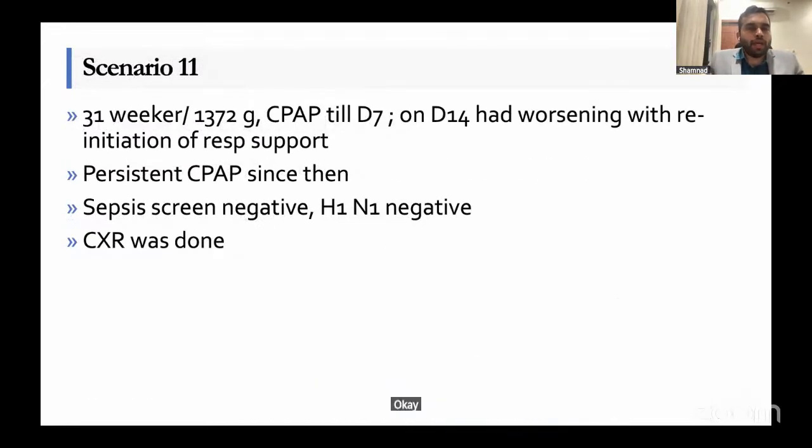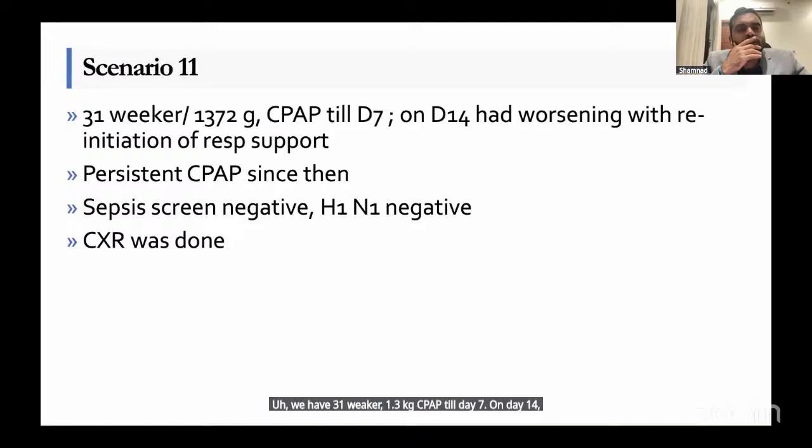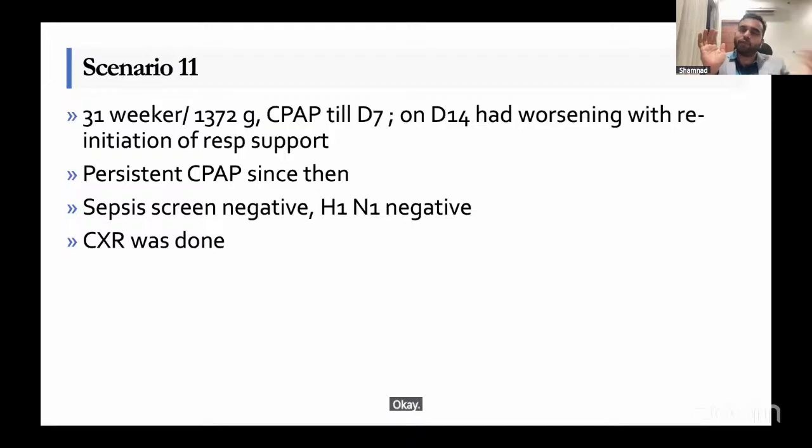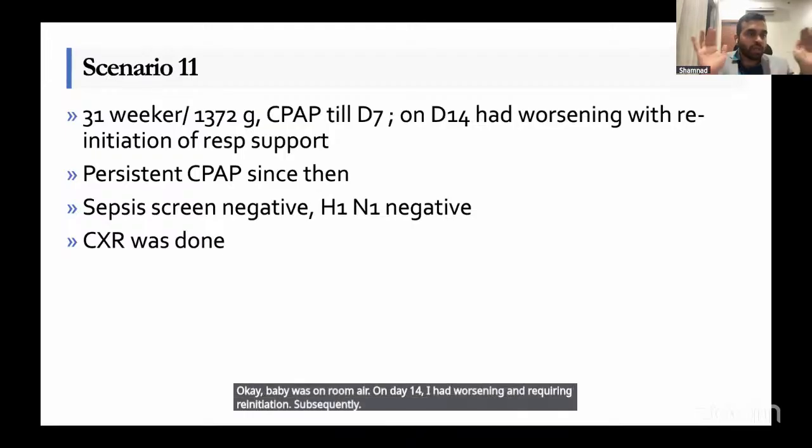And so this is, I think, our last scenario. We have a 31 weeker, 1.3 kg, on CPAP till day 7. On day 14, the baby had worsening with reinitiation of support. So from day 7 to day 14, the baby was off support, on room air. On day 14, had worsening and requiring reinitiation.